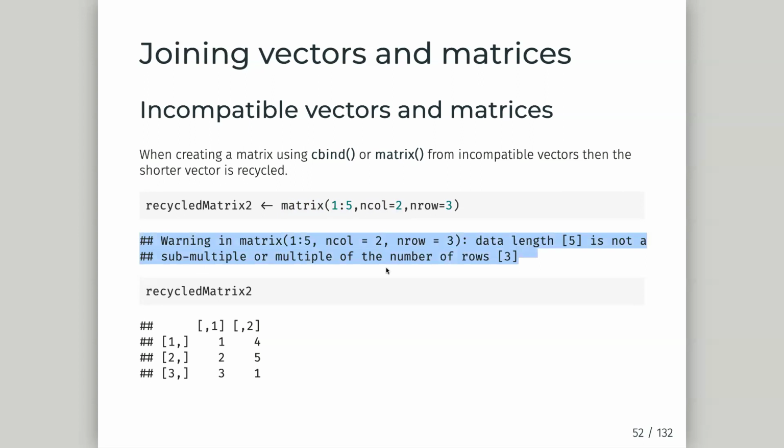And again, it's going to give me a very sensible warning. Data length 5 is not a submultiple or a multiple of the number of rows. And what happens is I get recycling here. I get 1, 2, 3, 4, 5, and 1. So it's tried to fill my matrix in a sensible way, and it's just ended up recycling the last value. R tries hard for you, right? Not necessarily what you want it to do, but it's trying.